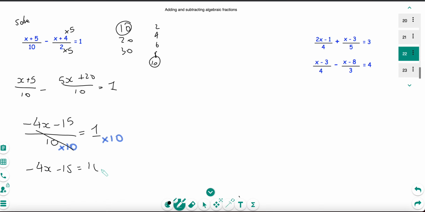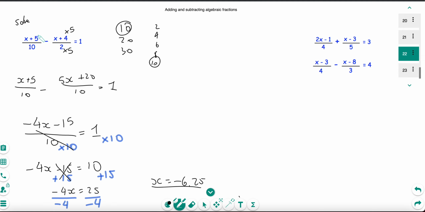1 times 10 is 10. X is being multiplied by minus 4, then minus 15. So I'm going to plus 15. And I'll balance it out. That disappears. So minus 4x equals 25. X is being multiplied by negative 4, so I'm going to divide by negative 4. So x is equal to 25 divided by negative 4, which is negative 6.25. And that's how you find your answer.